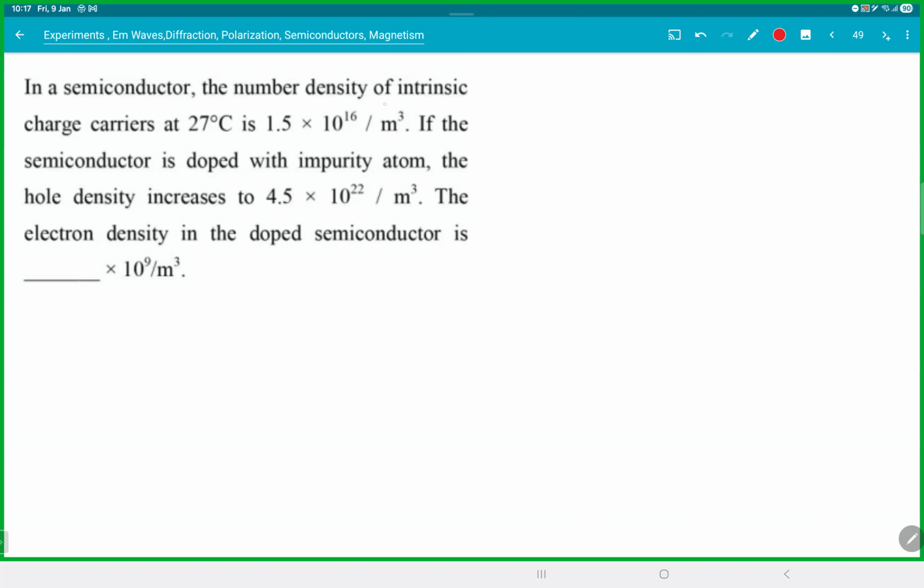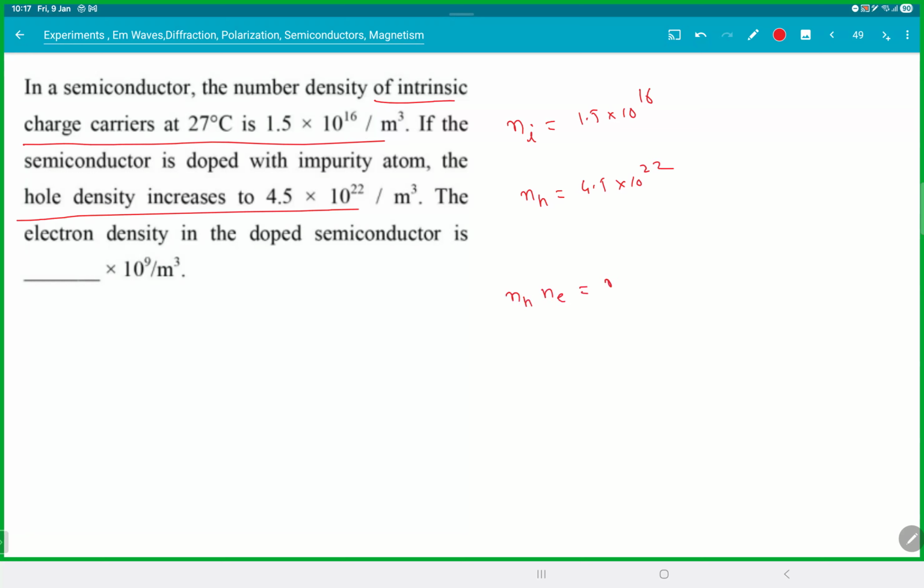What are they talking about? Intrinsic charge carriers. This is Ni, 1.5 into 10 power 16. This is the hole density. This is NH, 4.5 into 10 power 22. NH into Ne is equal to Ni square. Law of mass action. Solve, you'll get the answer. बस इतना ही करना था.